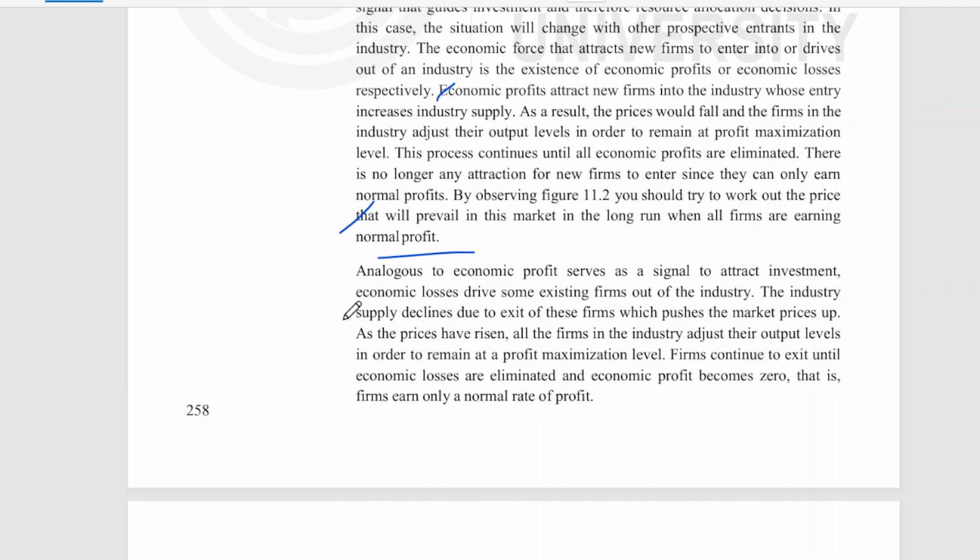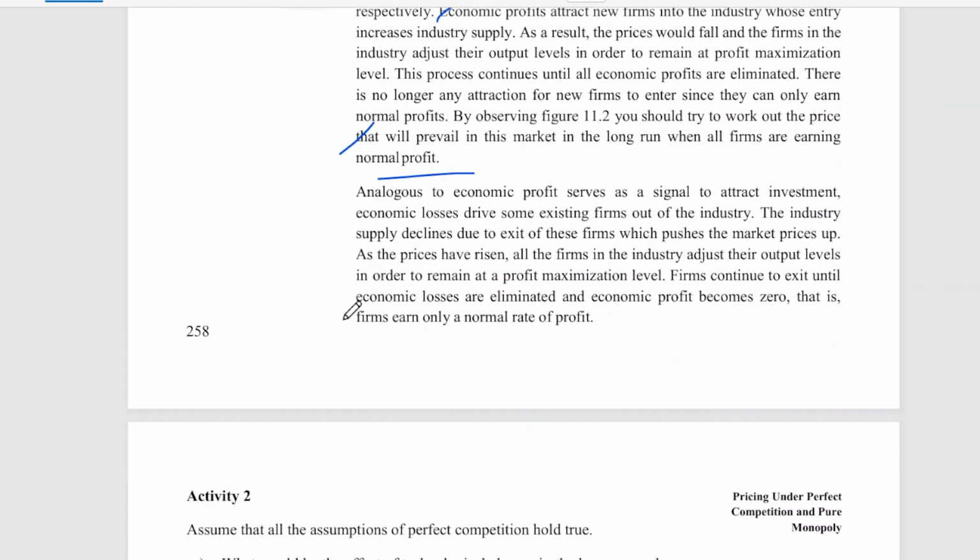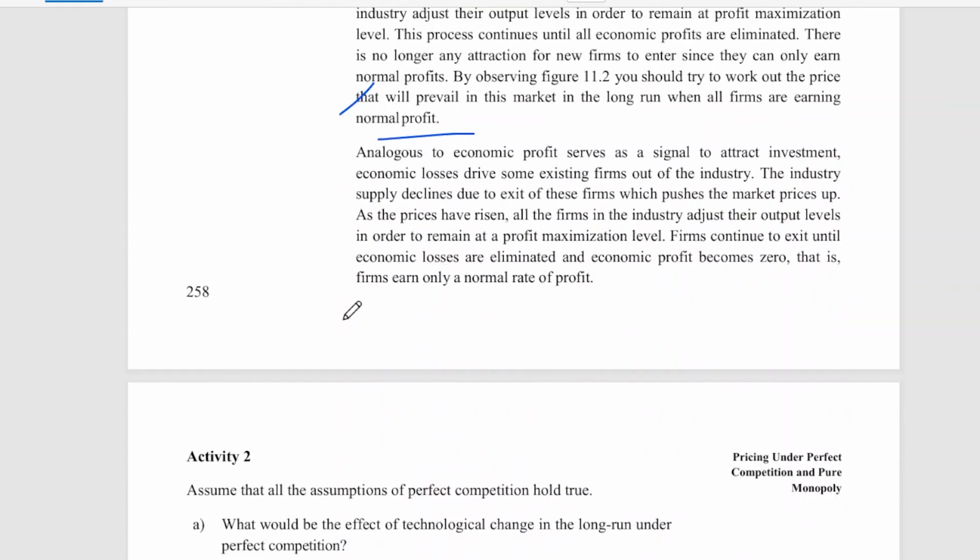which pushes the market price up. As the price rises, all the firms in the industry adjust their output level in order to remain at a profit maximization level. So firms continue to exit until economic losses are eliminated and economic profit becomes zero. So that is, firms earn only a normal rate of profit.